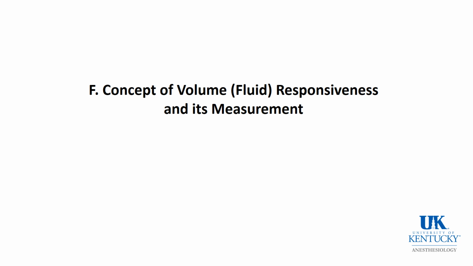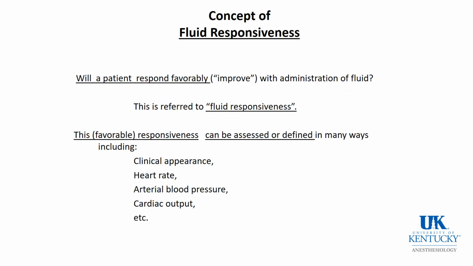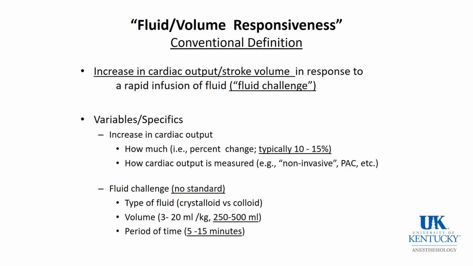Near the end is the concept of volume responsiveness. This refers to whether the patient will improve their cardiac output when you give a volume bolus. Conventionally, it's defined as an increase in cardiac output or stroke volume when you give a rapid fluid challenge. But there's no agreement on what these parameters are. Typically, it's defined as an increase in cardiac output of 10 to 15%. And typically, a colloid or crystalloid is administered, about 250 to 500 cc's over about 5 to 15 minutes.